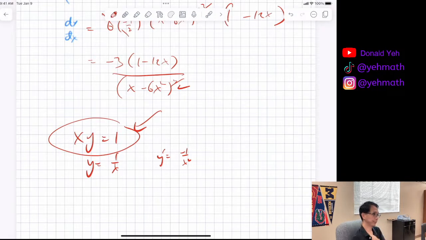It's actually possible. d(xy)/dx. No, there's a product rule.